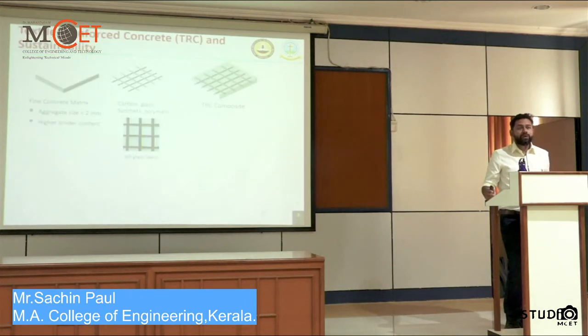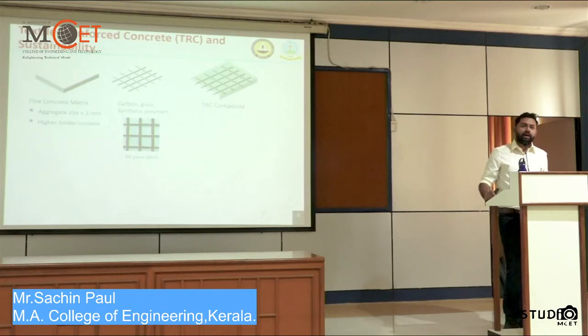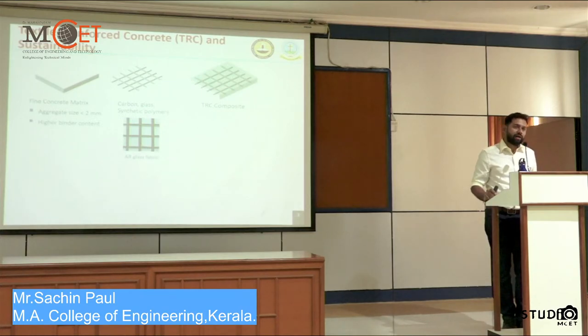Let's see what textile reinforced concrete is. I think Professor Sunil will have a base on what textile reinforced concrete is. Let's revise and go through some basics. Textile reinforced concrete is basically a fine concrete that is embedded with a non-corrosive reinforcement. That means you have a mesh, a two-dimensional non-corrosive reinforcement, which could be made of glass, carbon, or any other material. But they should be non-corrosive.